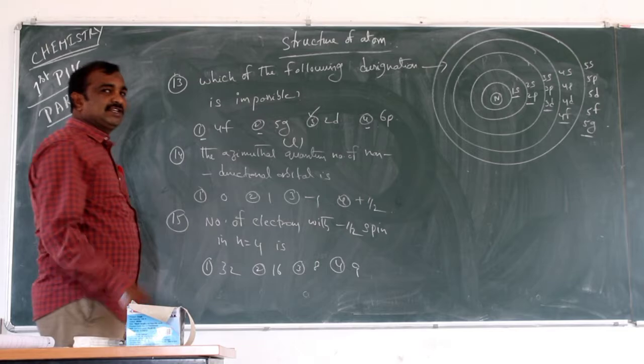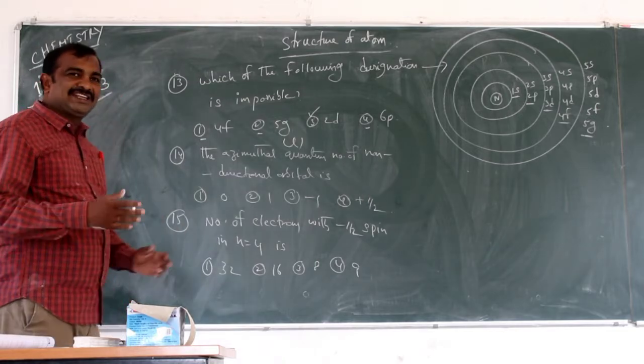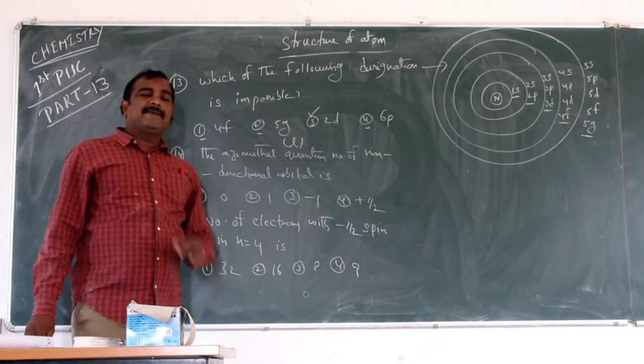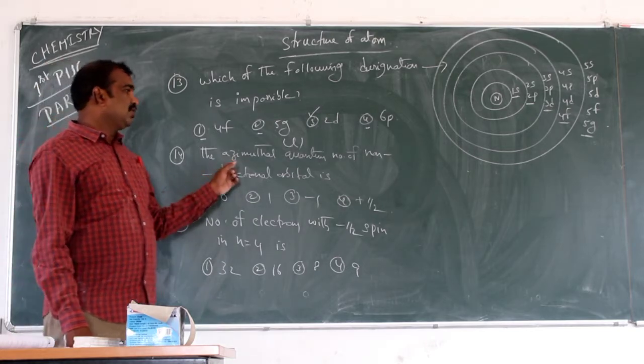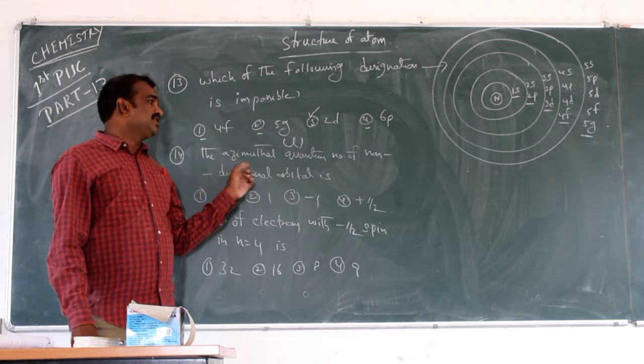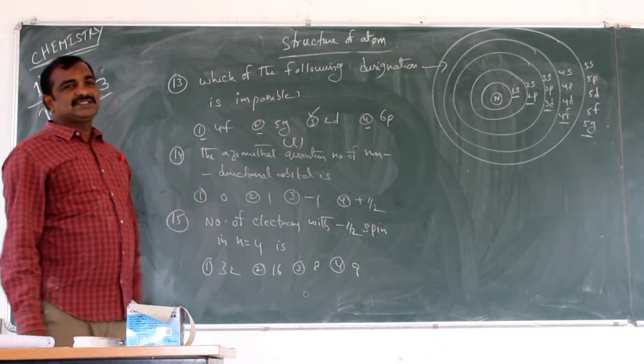Azimuthal quantum number means L. So principal quantum number is N, azimuthal quantum number is L, magnetic quantum number is M, and spin quantum number is S. Here we have to know the azimuthal quantum number. Azimuthal quantum number is L.